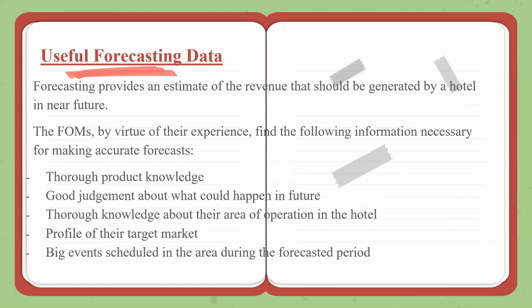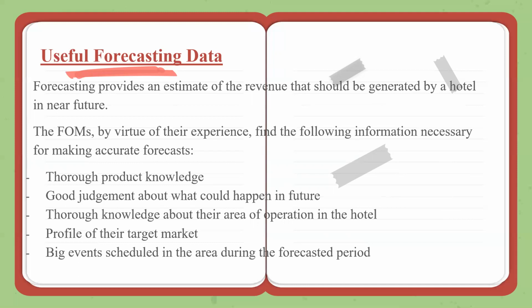So first is thorough product knowledge. They have to be absolutely thorough in that. They have to know the hotel inside out, all the areas, all the revenue generating sections, etc. Good judgment about what could happen. With experience and judgment, you also have a little hunch or a gut feel or the sixth sense. So that's also required to some extent. Thorough knowledge of their area of operation, obviously.